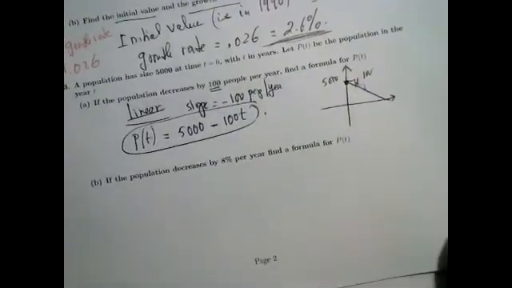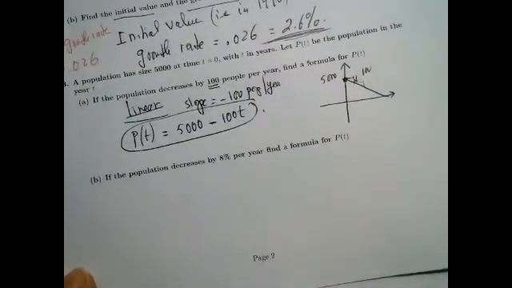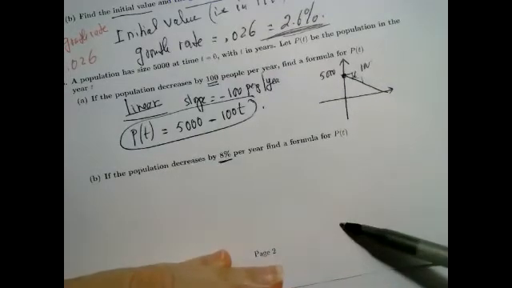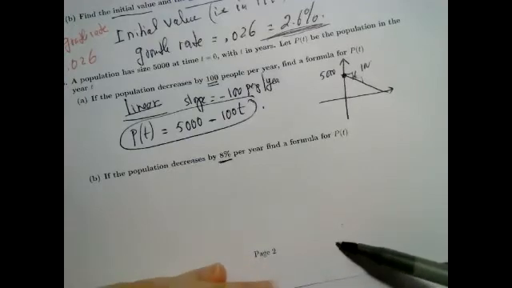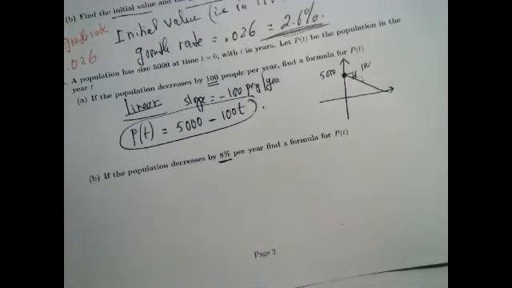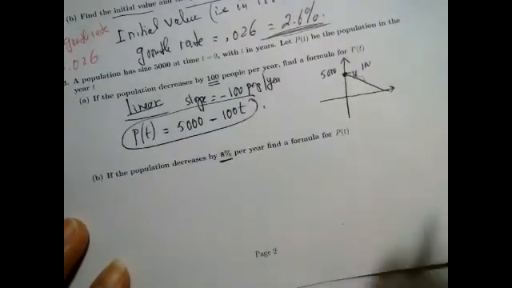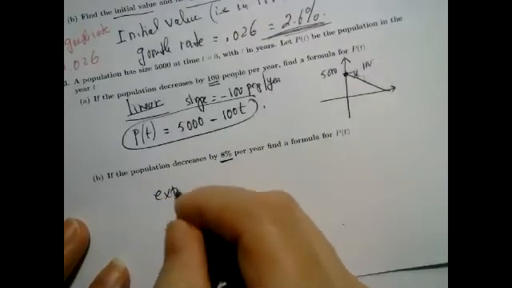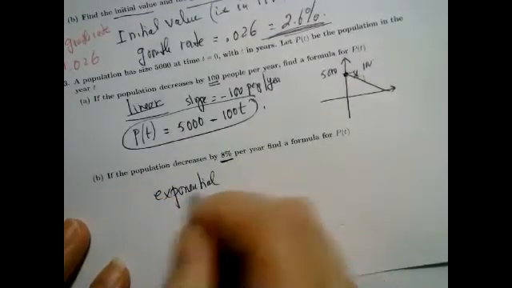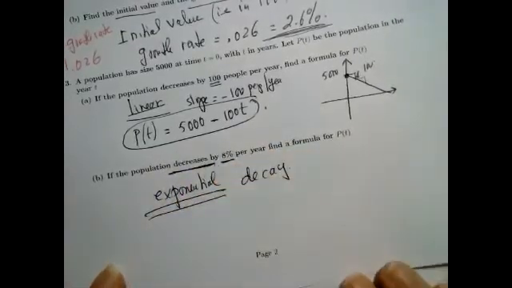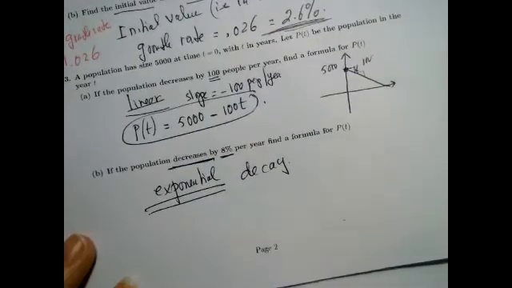All right, B. If the population decreases by 8% per year. So it's not decreasing by the same amount. It decreases by 8% the first year. So 5,000 goes down by 8%. Now we have a new population and then again another 8%. Is this exponential or linear? This is an exponential decay because it decreases by 8%. So now what's going to be the formula?